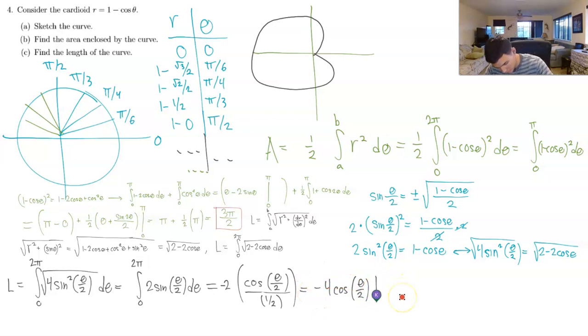And this is being bounded from 2 pi to 0, and this is going to equal -4. Now, if we put 2 pi in there, what happens? Well, 2 pi divided by 2 is just pi, so we get cosine pi. If we put a 0 in there, then we just get cosine 0. Okay, that's what we get. And then you can see that that's going to be -4 times -1 minus 1, which is what?